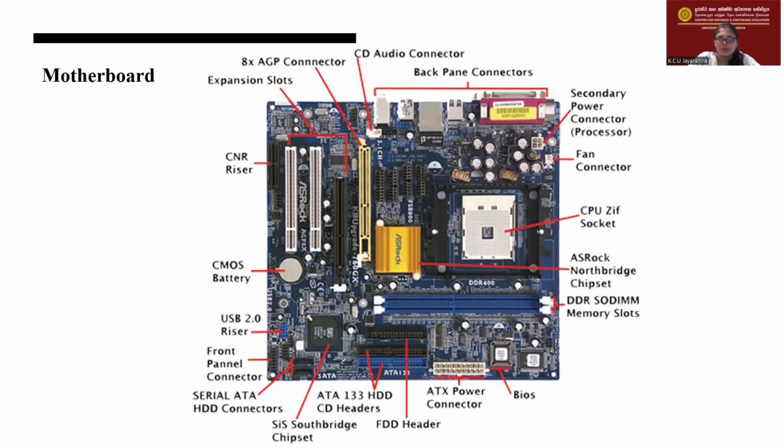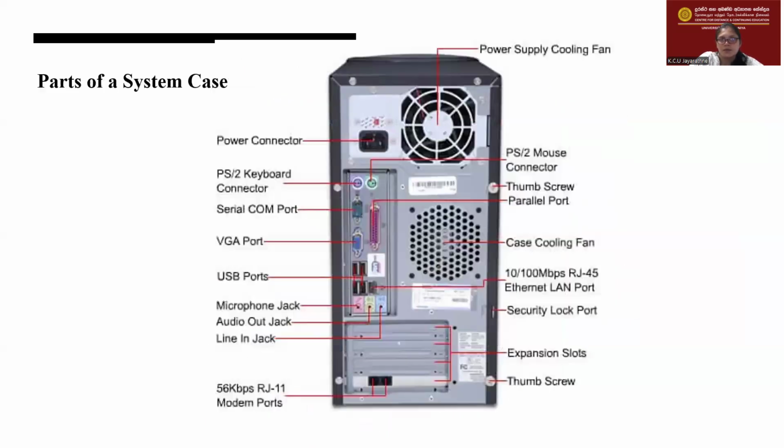What do you think? As you can see in the image, there are a lot of components in the motherboard. What are those? There are the CPU, zip sockets, fans, secondary power, back fan connectors, CD audio connectors, CNR risers, as well as USB 2.0 risers, and a lot of things are in this motherboard.